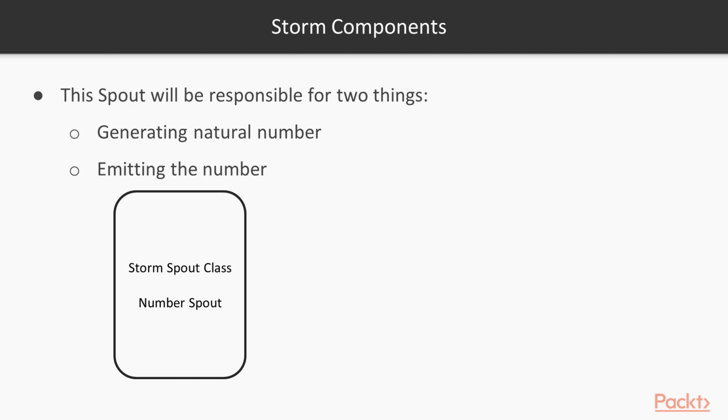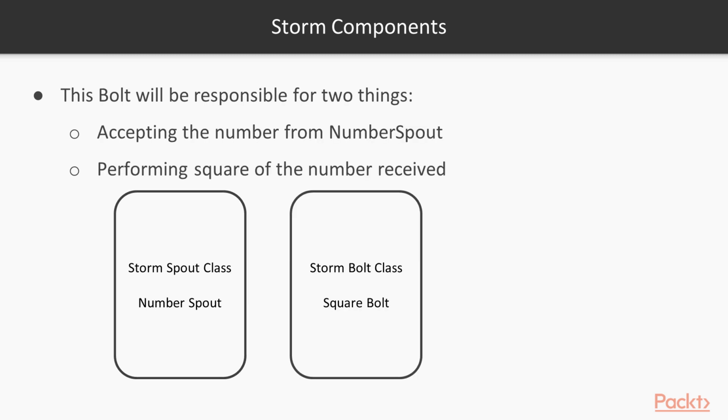In this case, this spout will be responsible to generate and emit the numbers in the form of tuples. So the responsibilities, as we discussed, is to generate the natural number and to emit the number tuple. So whatever number is being emitted, it will be later accepted by the square bolt.